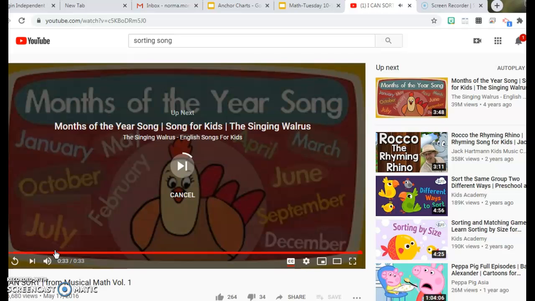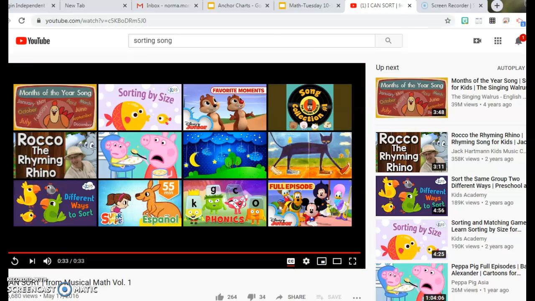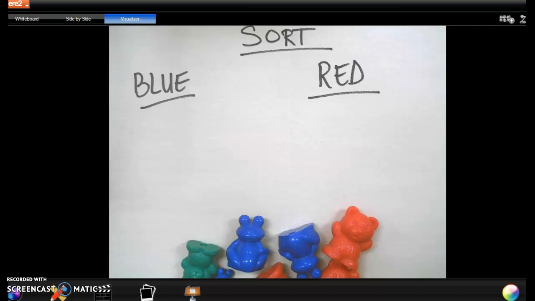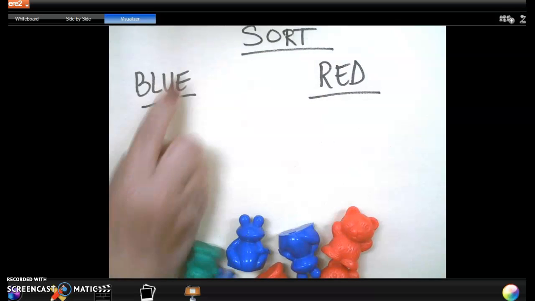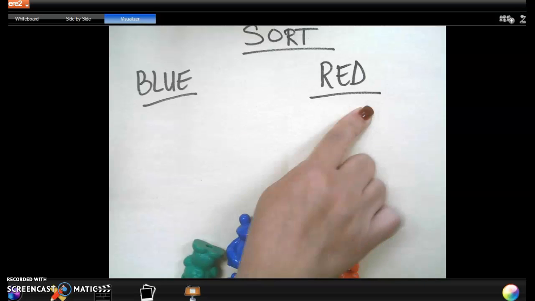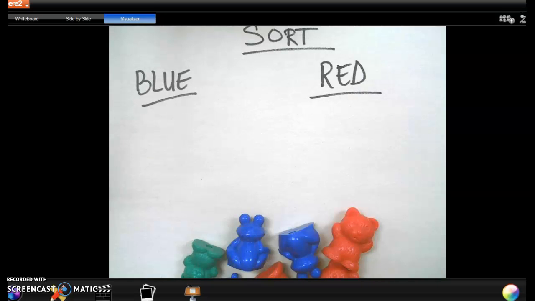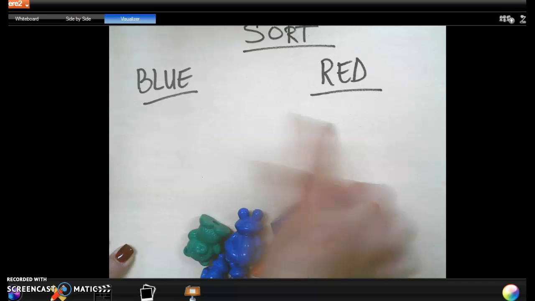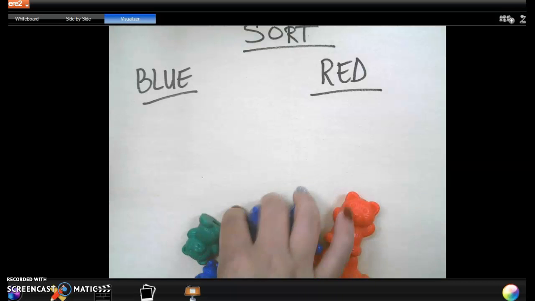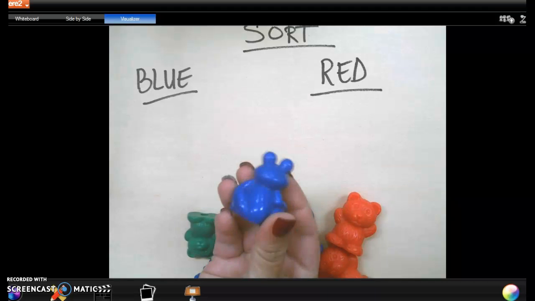Okay, so that was a quick song. Okay, so like I told you before, today we're going to be sorting by color. So up here it says sort. And the colors we're going to be sorting by are blue and red. So I have here several objects that I'm going to take a look at and decide if they're blue or if they're red. Okay? So this one, what color is it?